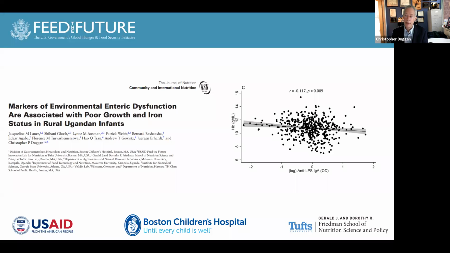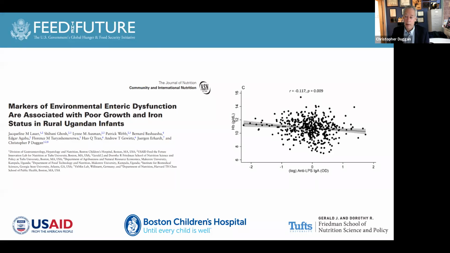So we basically did another experiment, and this is one that Jackie Lauer led. This was a birth cohort, which we performed with colleagues in Uganda and with support from the Nutrition Innovation Lab. At 6 months of age, a cross-sectional analysis of multiple markers of environmental enteric dysfunction were collected, including hemoglobin and measures of systemic inflammatory responses, including AGP and CRP.